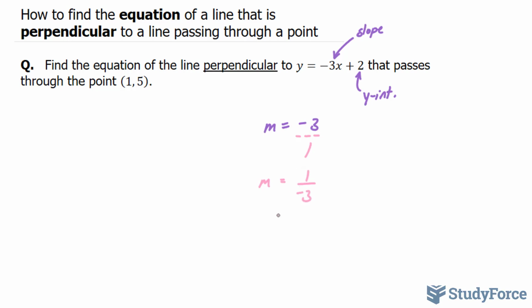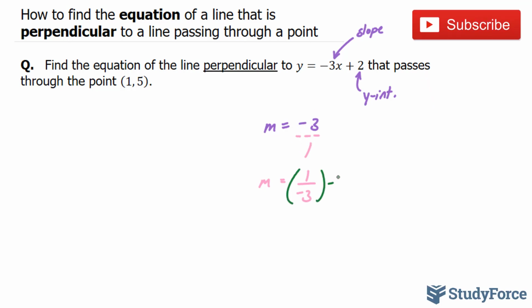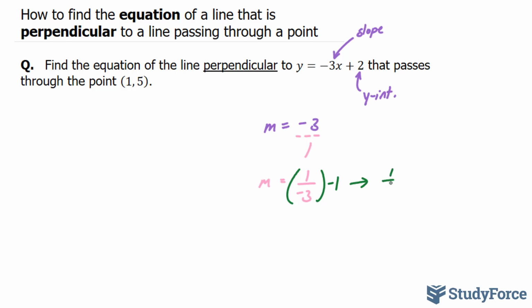It's up to you. Next, we need to find the negative reciprocal, meaning that not only do we reciprocate it, we also multiply it by negative 1. And if we multiply a negative number by another negative number, it becomes positive. So your brand new slope for this brand new equation you're looking for is 1 over 3.